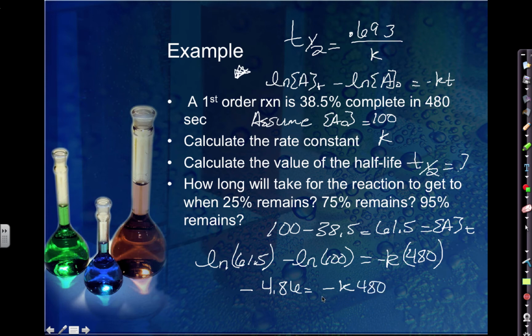All right, so to get K by itself, I have a negative 1 here too, so I'm going to divide by, not 480, but negative 480. So K here is equal to 0.001. And for first order, it should be seconds to the negative 1. All right, so I have K now.